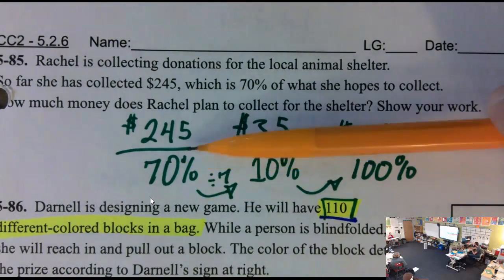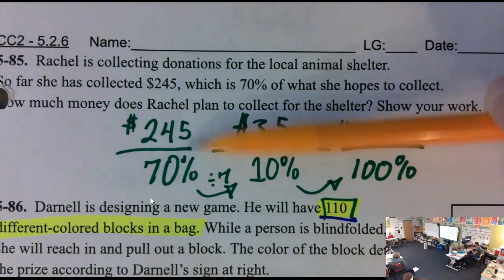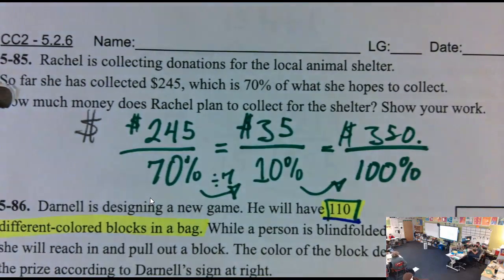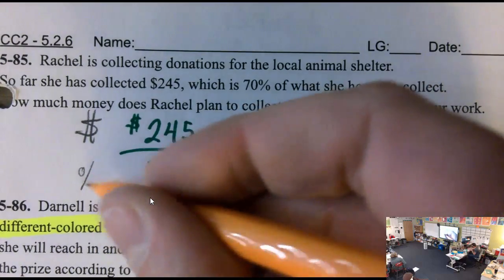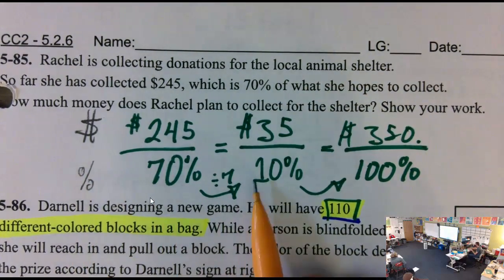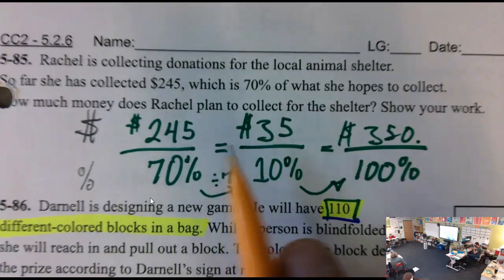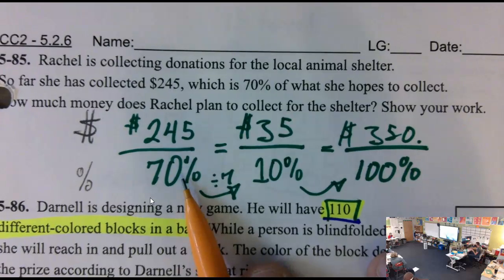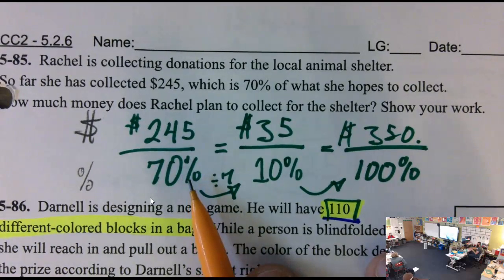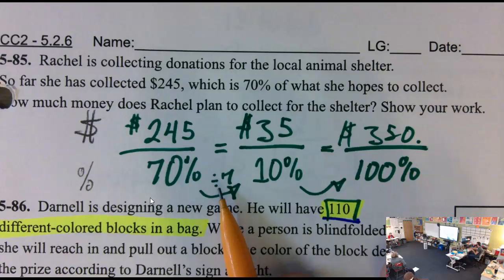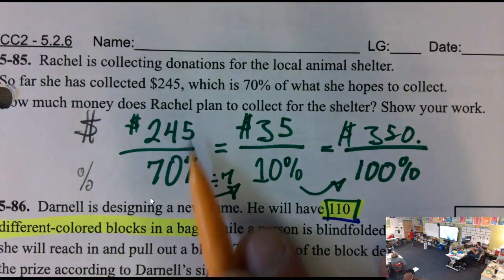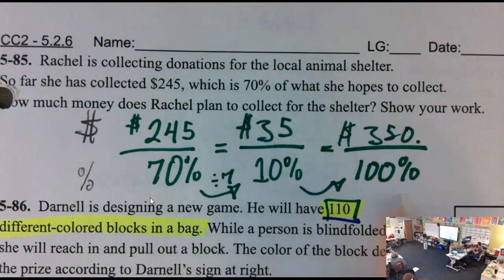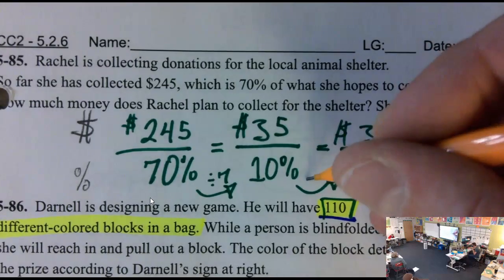So when we set up a proportion, it's 2 different values. The fact that I have chosen dollars to be on top means it will stay on top. It will always be on top. Percent on bottom, same story. It's going to stay on bottom. So 245 is 70%. They tell us that. So I set up my proportion like this. I then get to 10% by dividing by 7. We do the same on top. Use a calculator. Then, how do I go from 10% to 100%? Multiply by 10.